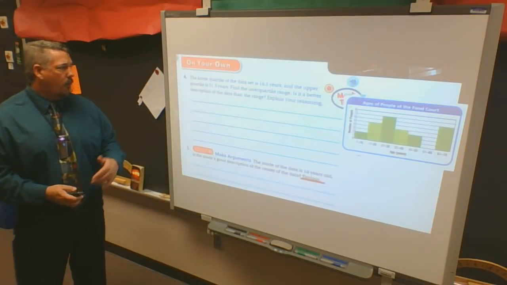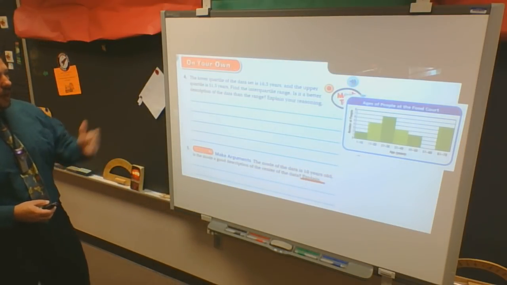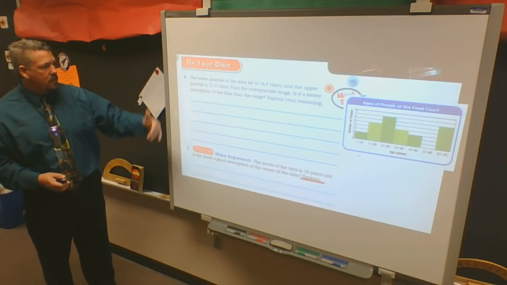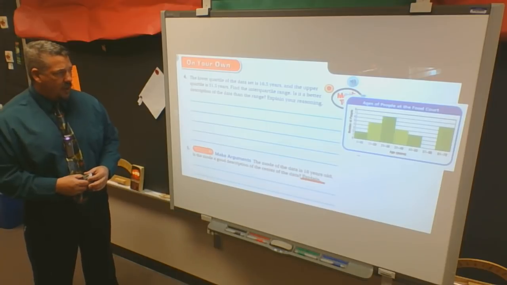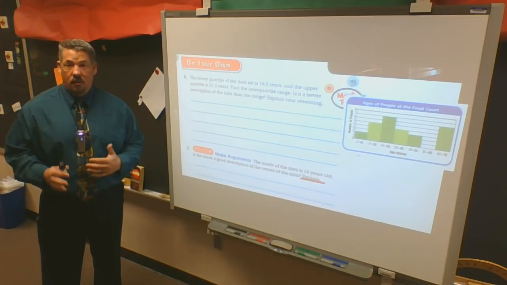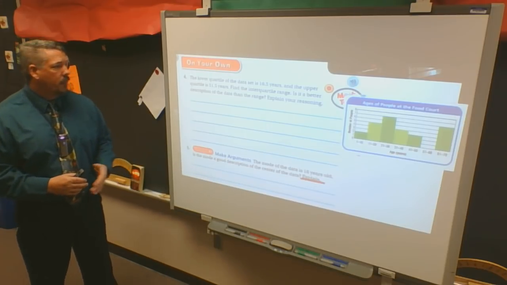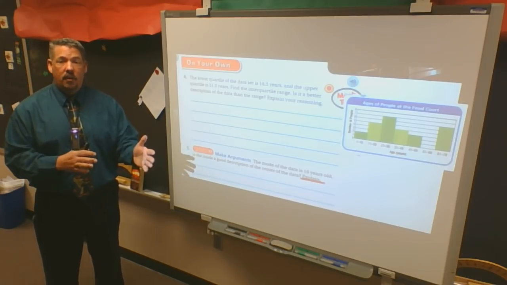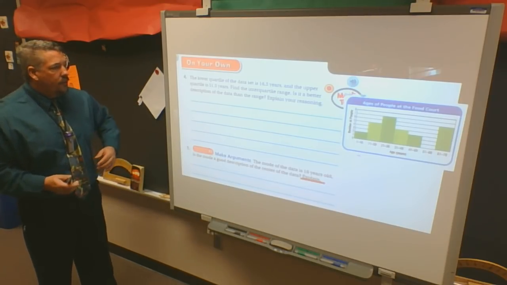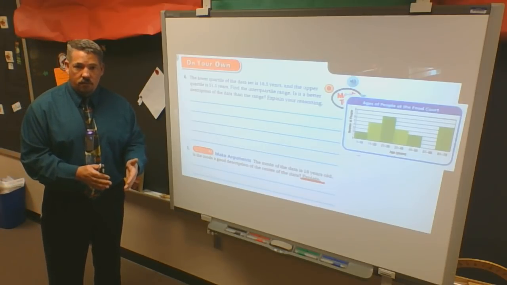All right, so now we go to 4 and 5. I just brought the graph down. Yours is on the same piece of paper. The lower quartile of the data set is 16.5 years. I don't even have to calculate it. They tell me. And the upper quartile is 51.5 years. Once again, I don't have to calculate it. They tell me.